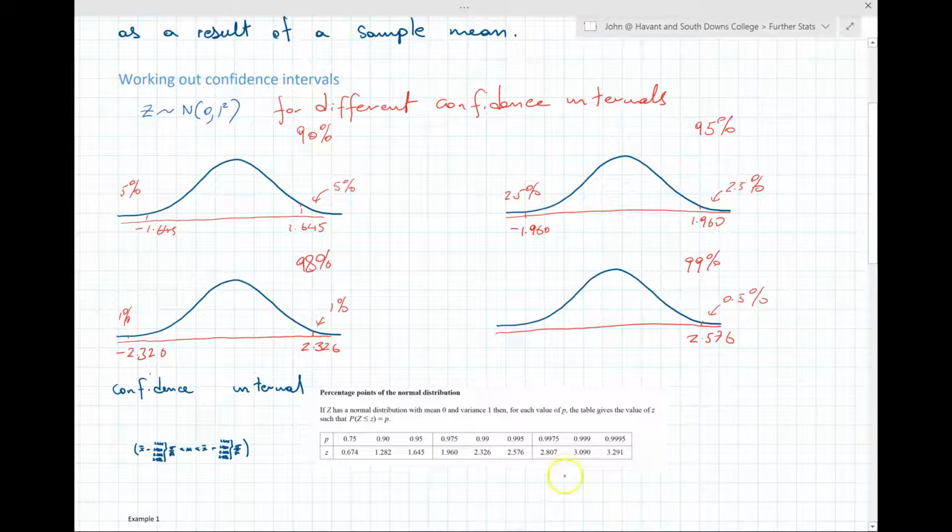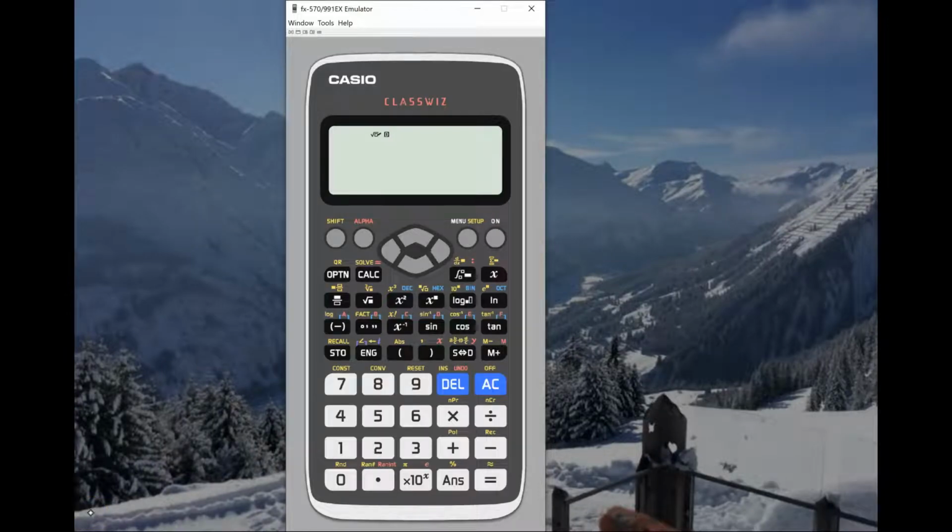98% one is not there. So we can talk about what we do if you don't want to use these tables or if you don't have access to them. And then the 99% one there, that's 0.995 because we've got 0.5% each side, so we've got that one. Okay, what to do if you either don't want to actually look at the numbers, or if you prefer to, or if it's not there, or if you prefer to use a calculator. Calculators will obviously work differently, but most of my students have got this one, the 991EX.